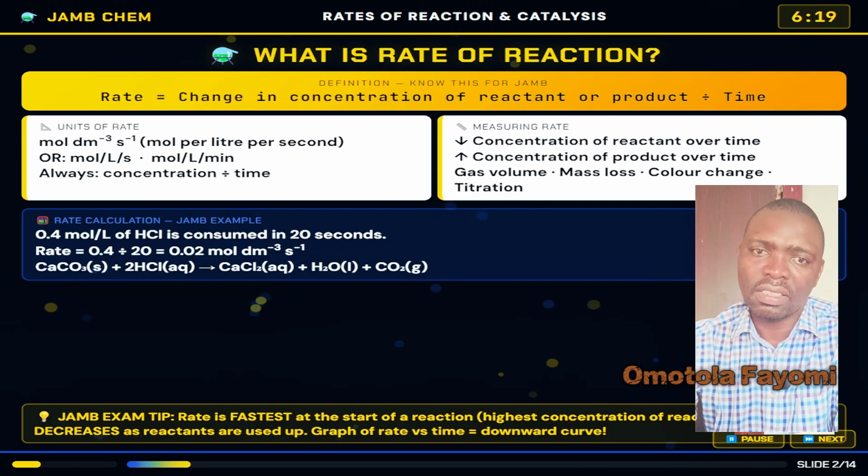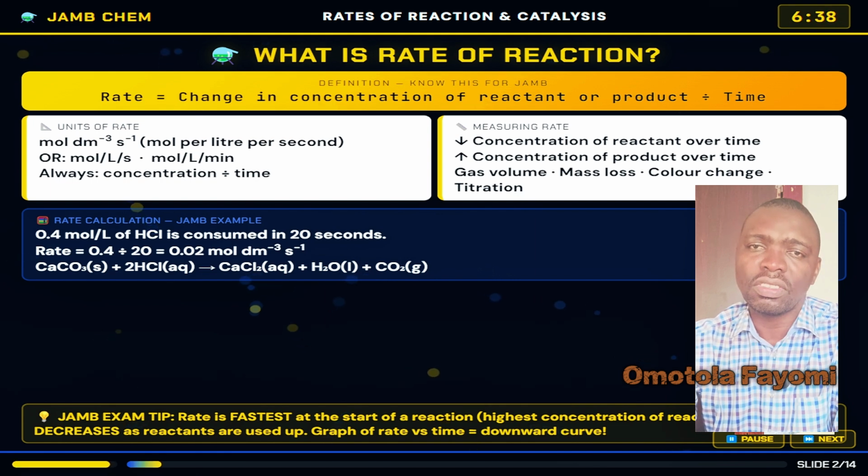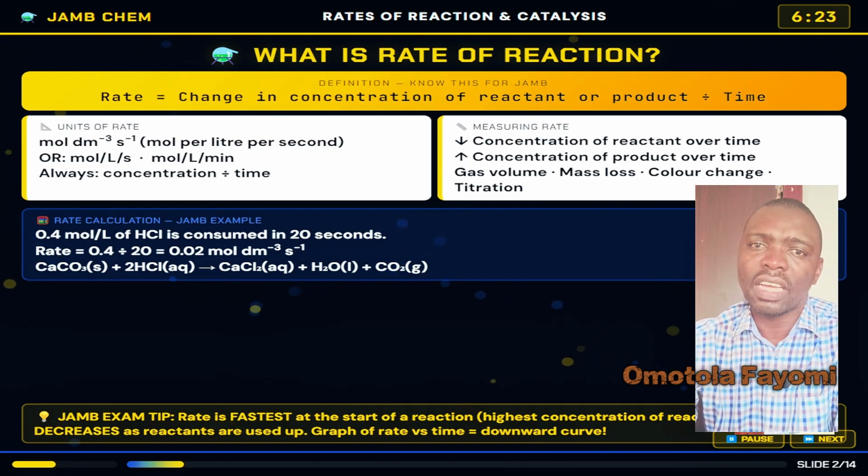Critical JAMB insight: the rate is always fastest at the very beginning of a reaction, when the reactant concentration is highest. As the reaction proceeds and reactants are consumed, the rate decreases. On a concentration versus time graph, the curve gets shallower over time, steepest at t equals 0, flattening out as reactants run out.